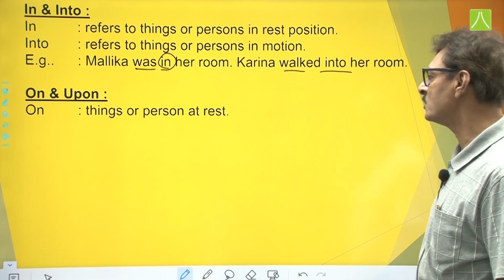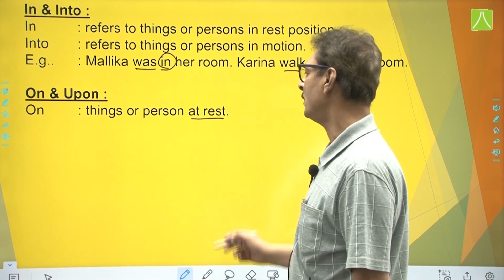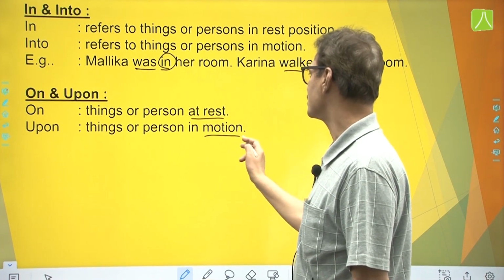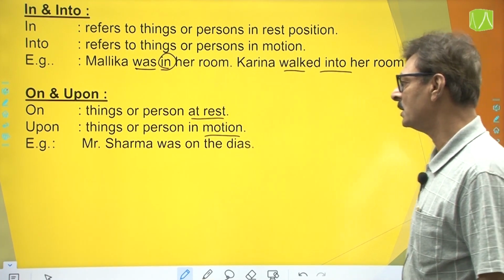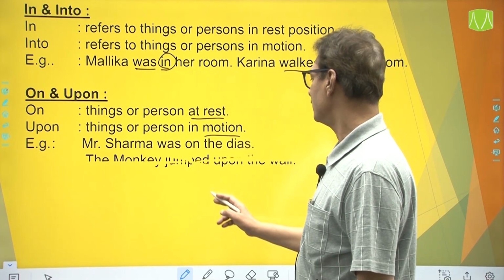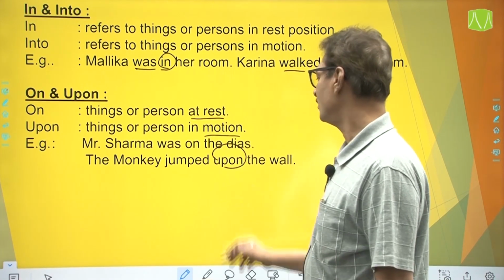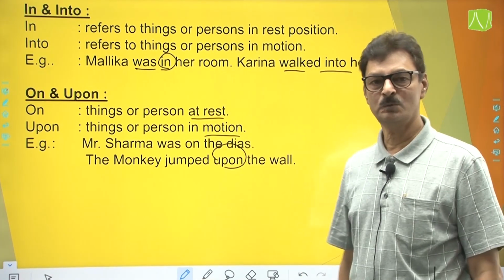On and upon. On for things or persons at rest, and upon is in motion. Mr. Sharma was on the dais, whereas the monkey jumped upon the wall. भागता हुआ आया, कूद पड़ा बंदर.